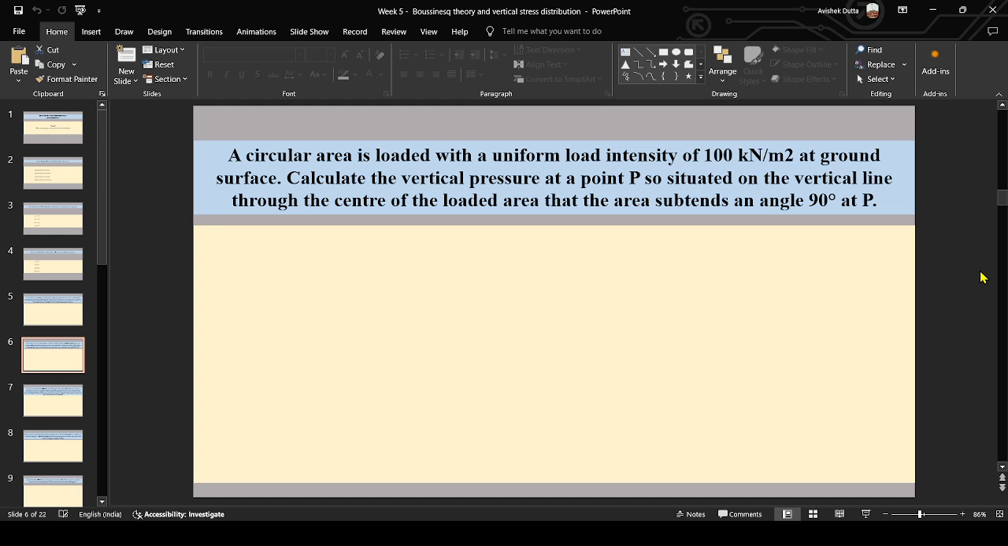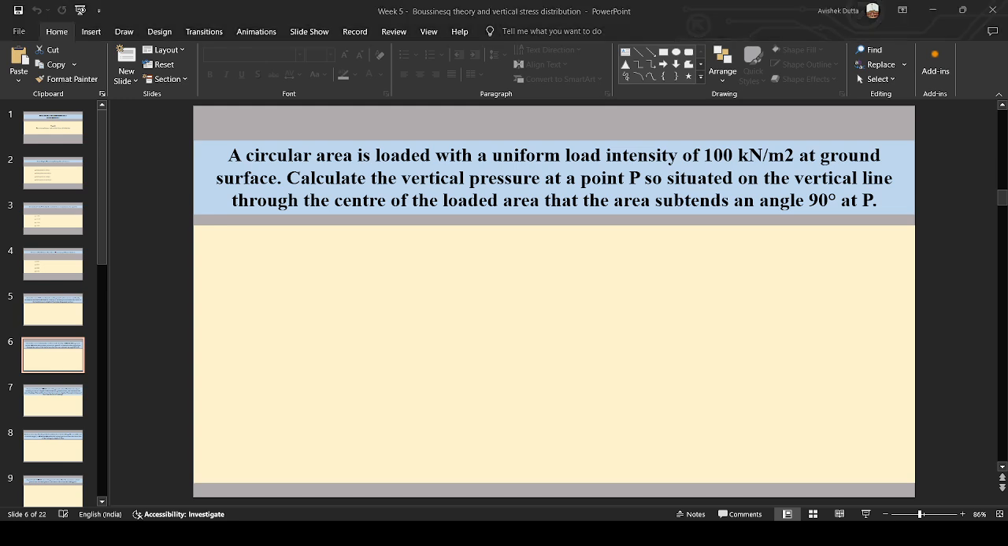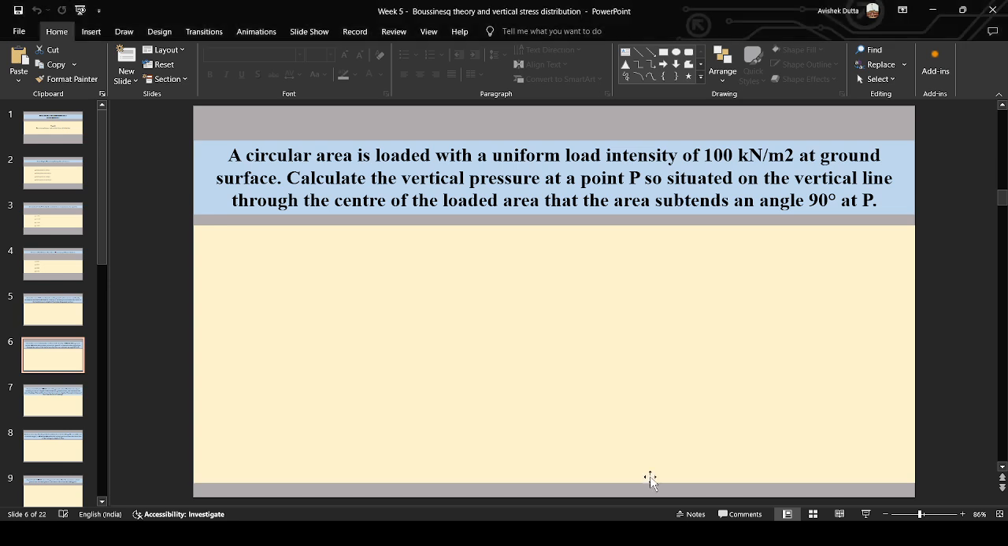I'll repeat the question once. A circular area is loaded with a uniform load intensity of 100 kilonewton per meter square at ground surface. Calculate the vertical pressure at a point P so situated on the vertical line through the center of the loaded area that the area subtends an angle of 90 degrees at P. Okay, I'll go to the next question.